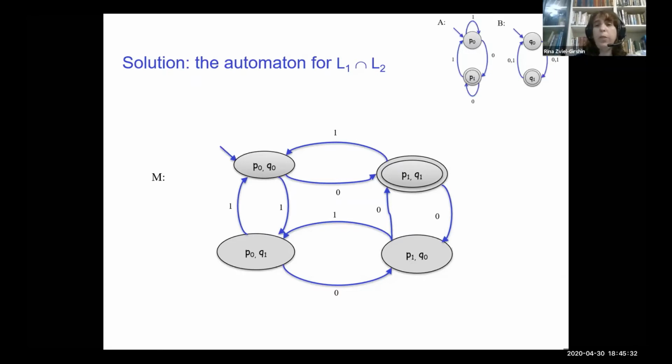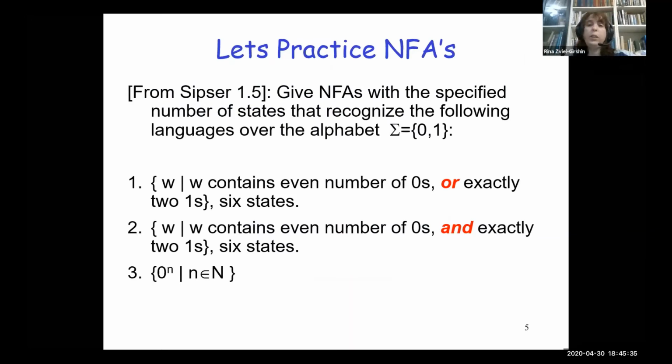Okay. If you don't have any questions, now is the first question I would like you to solve. And I will divide you into smaller groups. So we have a sigma alphabet of 0 and 1. And you have to build a non-deterministic finite automaton that recognizes the following language. The language of all words W, such that W contains an even number of zeros or exactly 2 ones. And here you have a hint. You're allowed to use 6 states in your construction.